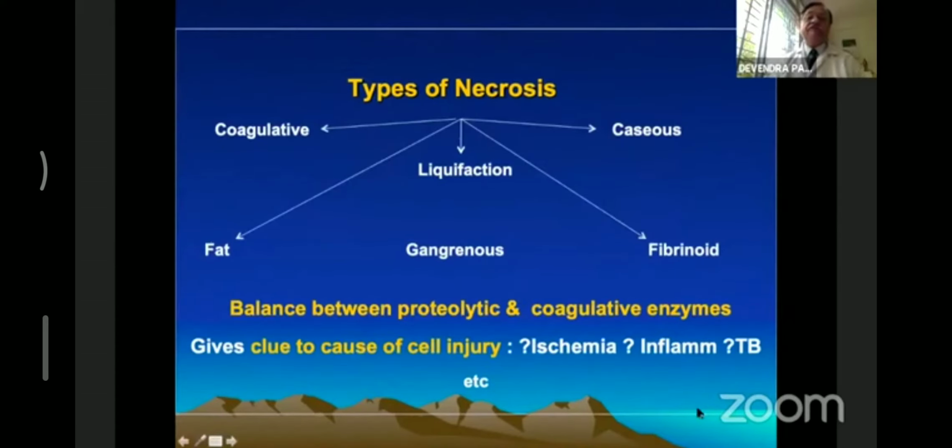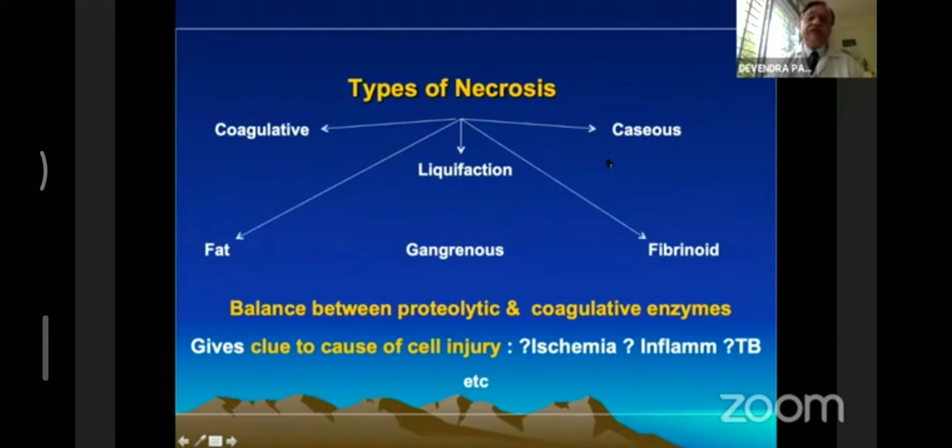What are the different types of necrosis? We have coagulative necrosis, liquefactive necrosis, caseous necrosis. These three are the main ones covering 90% of the lesions. Then we've got fat necrosis, fibrinoid necrosis, and gangrenous necrosis, which is basically a combination of coagulative necrosis with superadded infection, putrefaction. Some people include it in necrosis, but we will deal with it separately.